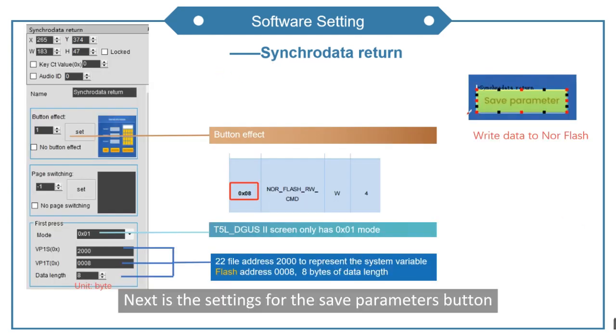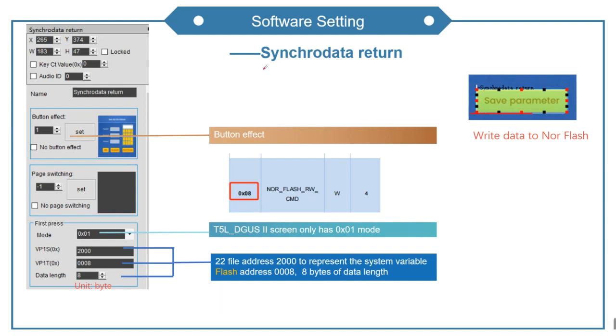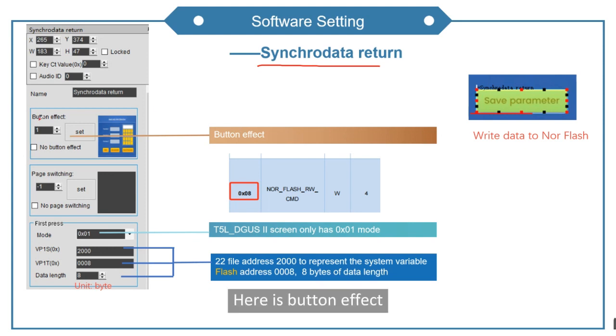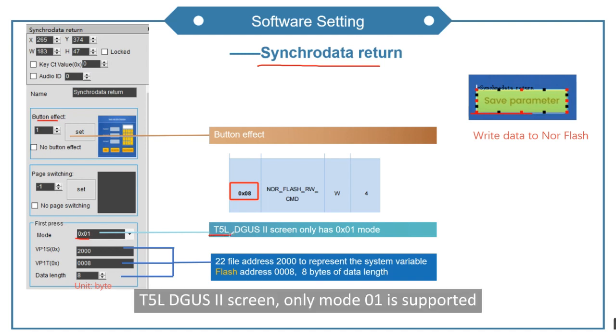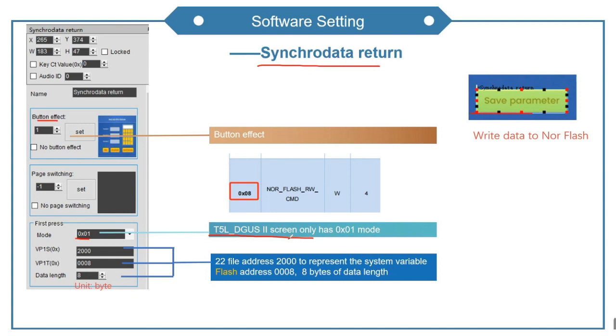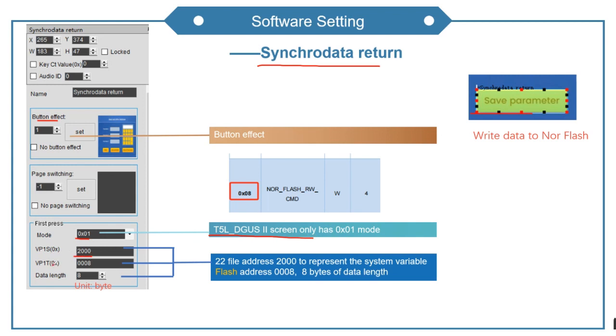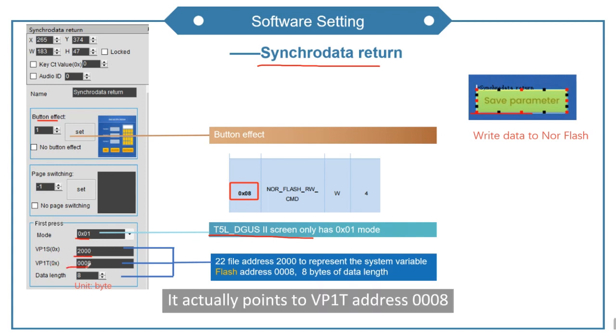Next is the settings for the Save Parameters button. The synchronous data return control is also used. Here is the button effect. The mode is 01. The T5L DWIN 2 screen only supports mode 01, according to the table just provided. VP1's I set it to 2000. It actually points to VP1T address 0008, which is the address of the system variable flash. The data length is 8 bytes.